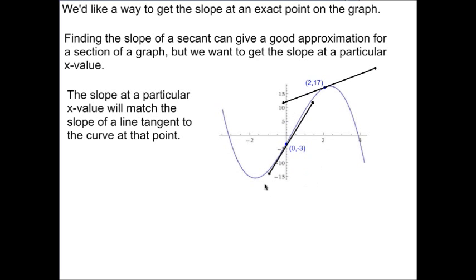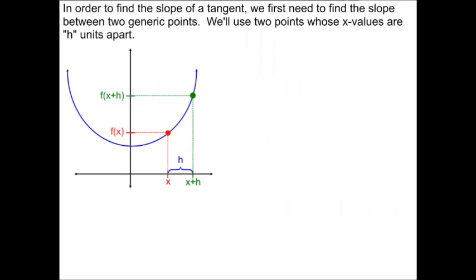Alright, so there's got to be a way that we can figure out how to do that. So let's talk about that. In order to find the slope of a tangent, we're going to need to find the slope between 2 generic points. We're going to use these 2 points whose x values are h units apart.